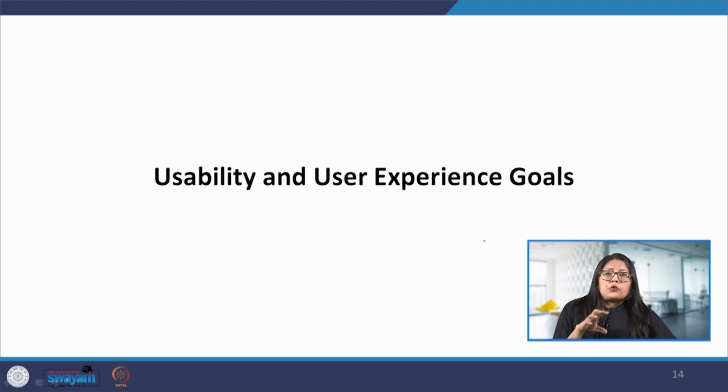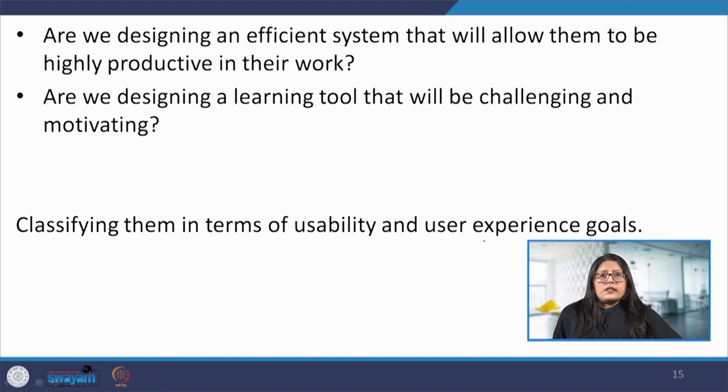They will work together in order to provide the best experience to the user. So, we will see in the next few slides what we mean by these. The main question in usability goals is: are we designing an efficient system that will allow the user to be highly productive in their work, because efficiency here is the keyword, and are we designing a learning tool that will be challenging and motivating? So, what is it that we are designing?